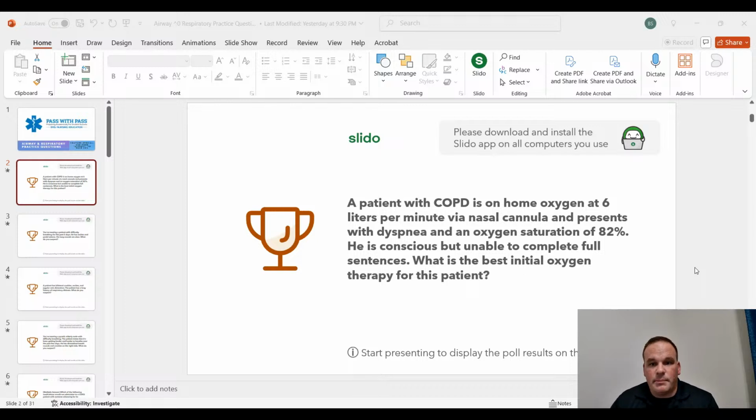All right, so you're treating a patient with difficulty breathing for the past 5 days. He has ascites and pedal edema. His lung sounds are clear. What do you suspect?